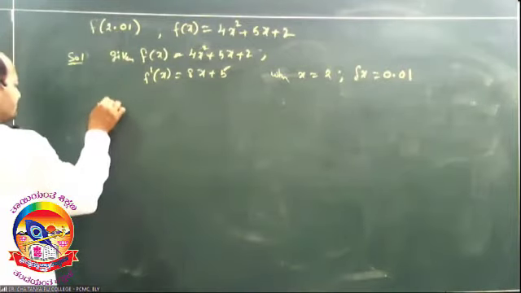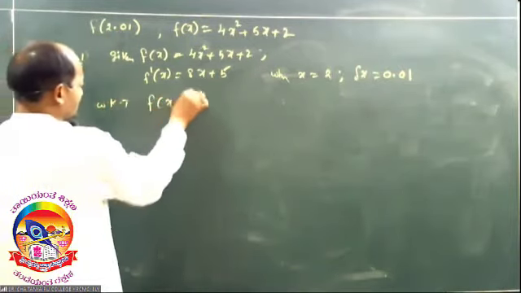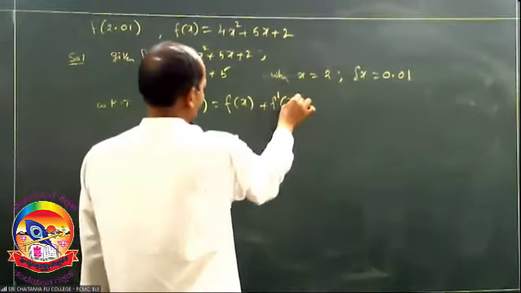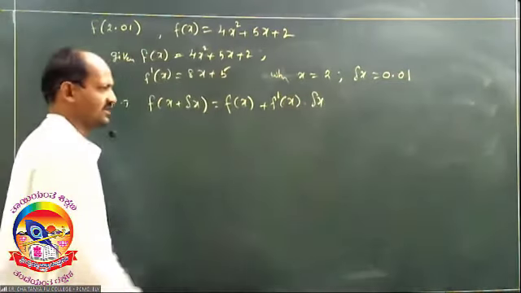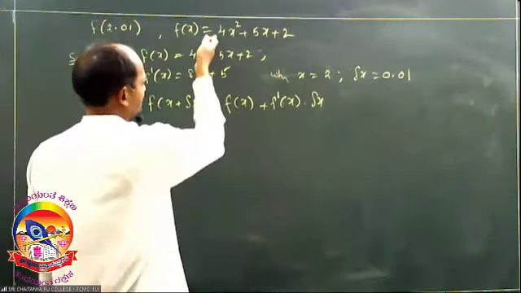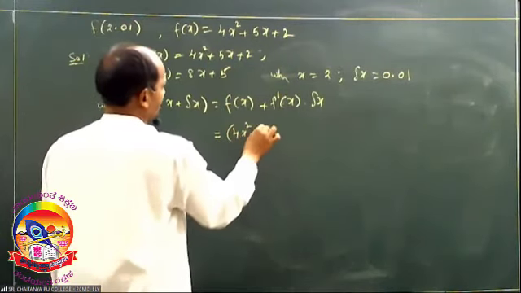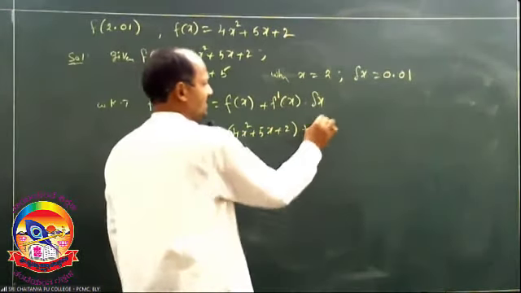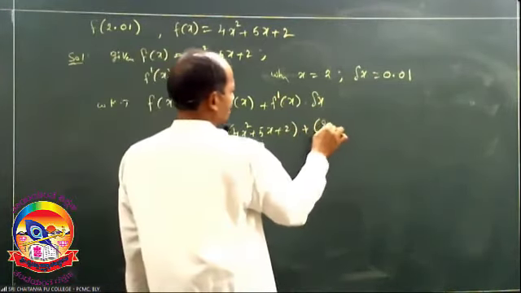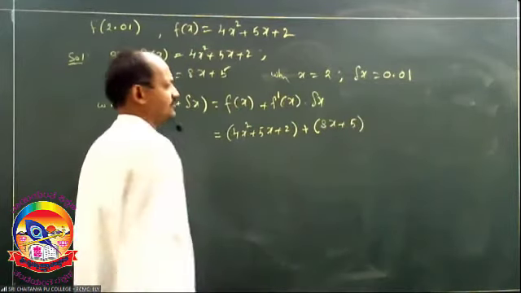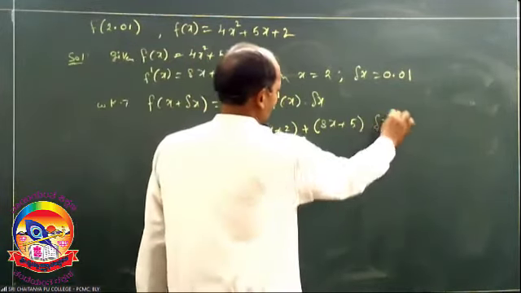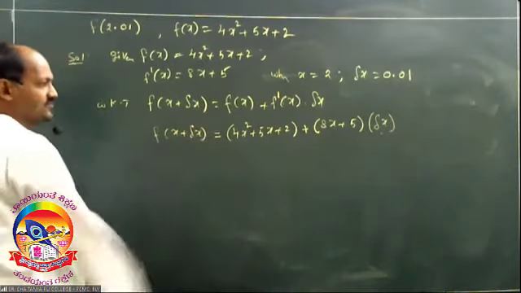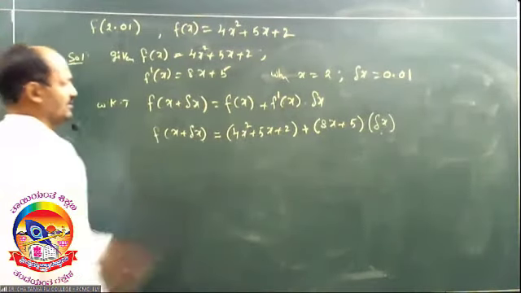Next, we know that f(x + delta x) = f(x) + f'(x) times delta x. What is the function? It is 4x² + 5x + 2, plus its derivative f'(x), that is 8x + 5, times delta x. That is f(x + delta x). Then you substitute the x and delta x values.